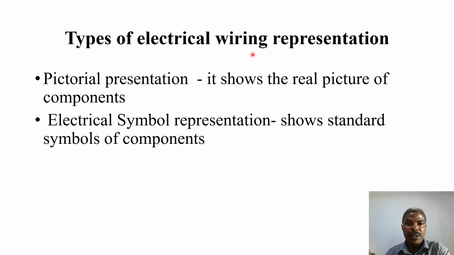So, types of electrical wiring representation. This wiring can be represented with the pictorial, where it shows the real picture of the components as we have seen above. Also, this wiring can be of electrical symbol representation, which shows the standard symbol of the components that are universally agreed or well known.